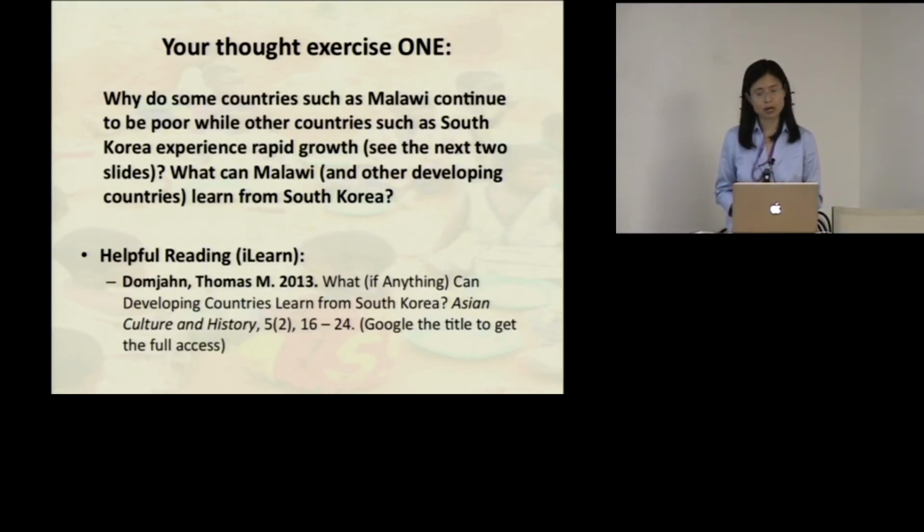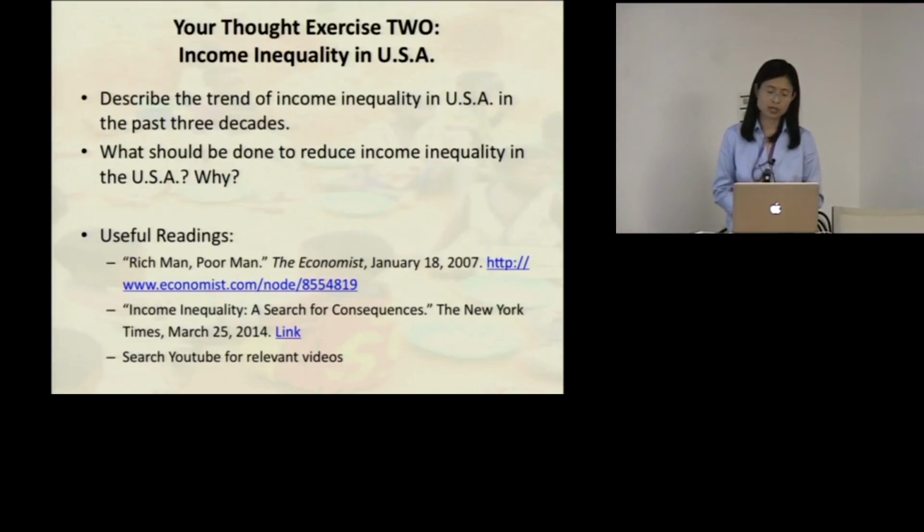There's a recent article written on this by Thomas Dunjan. It's free on the internet. You can Google the title and find this article that may help you to answer this question. Another question I would like you to think more about is related to our fourth question, what should we do about income inequality? We are going to zoom into the United States only, even though this issue exists in many different countries.